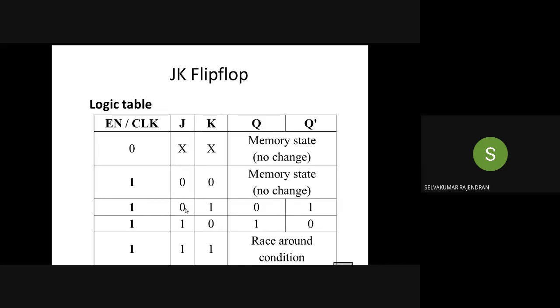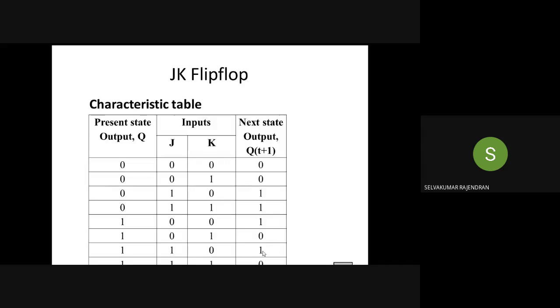If you apply JK equal to 0, 1, it goes to reset condition, because K value is 1. So Q value will be 0. If you apply input combination 1, 0, then Q will be logic 1; it goes to set condition. When both are logic 1, it goes to race around condition, so the output of the JK flip-flop continuously toggles. So this is the characteristics table.